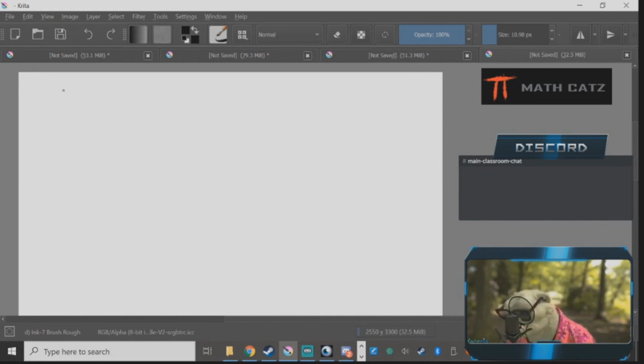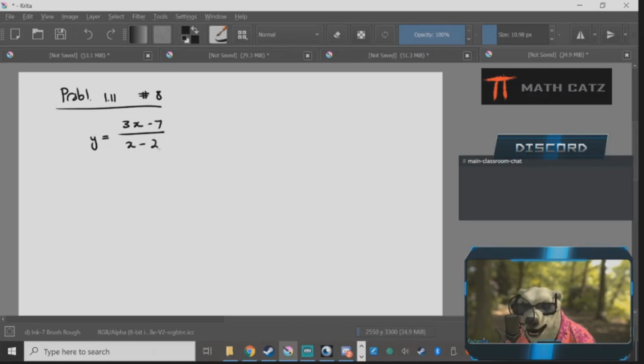And I want to do problem 111, number 8. And I'm not going to bother showing it. I'll just show you here. It's (3x minus 7) over (x minus 2). All right. Now here is the pickle with this. There are x's in the top. Well, there's an x in the numerator.